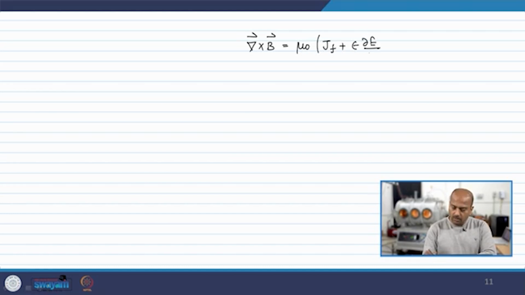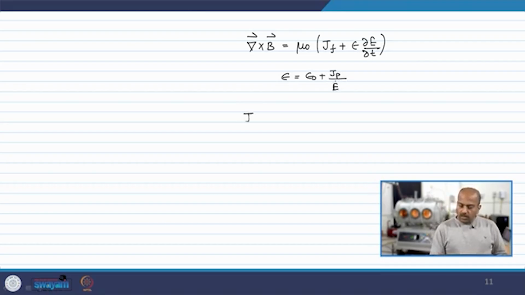or we can write it as del cross B is mu naught J f plus mu naught epsilon dou E by dou t, using the fact that epsilon is epsilon naught plus J p by dou E by dou t.